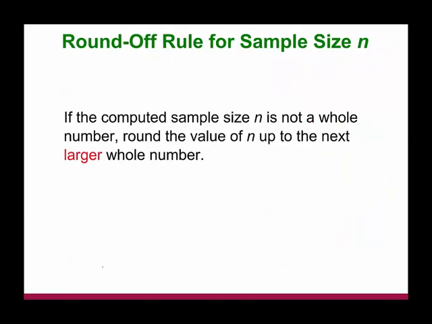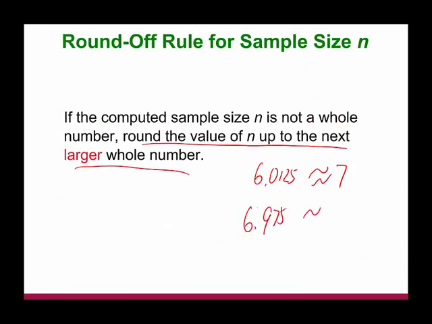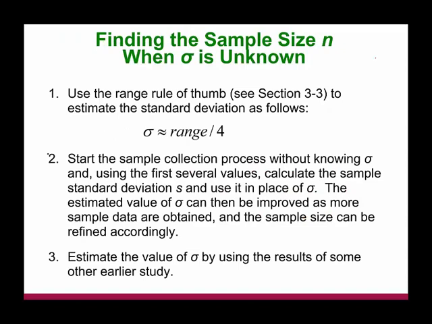If the computed sample size n is not a whole number, then always round it up to the next larger whole number, no matter what the decimal is. For example, if you get 6.0125, you still round up to 7. If you have 6.975, you also round up to 7. So the rule for the sample size n is to always round up to the next whole number, as long as it is a decimal number.